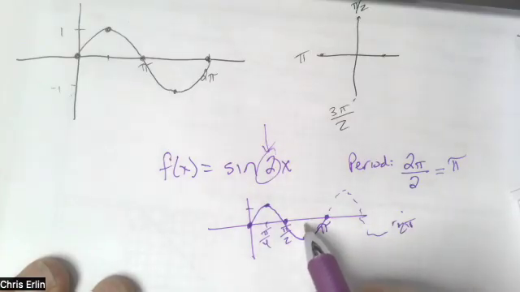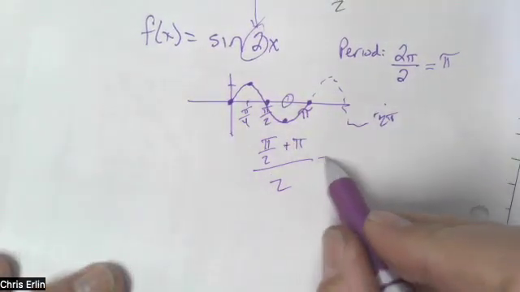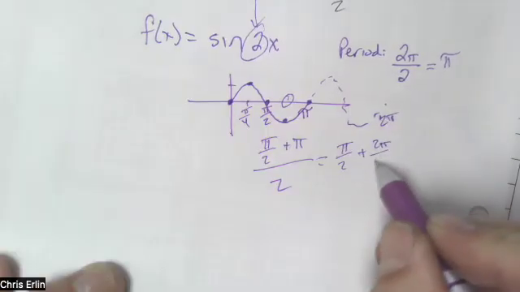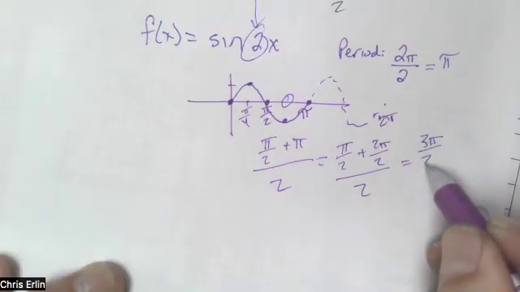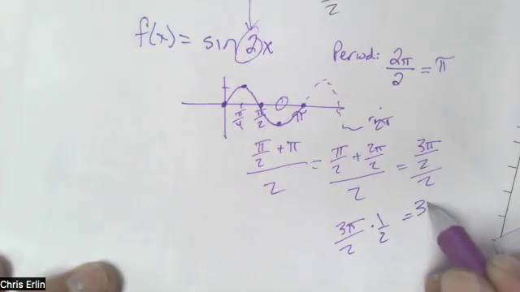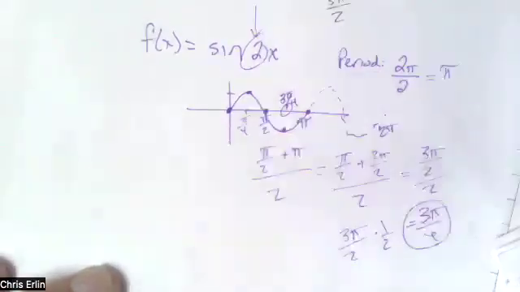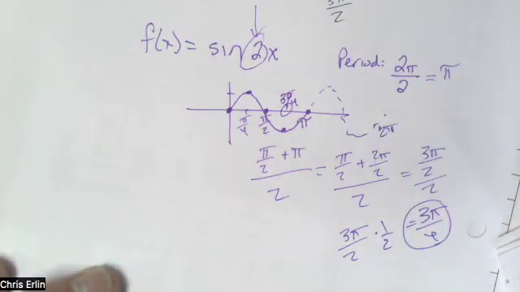This one's harder for people. And so I'd like to suggest from your geometry knowledge, you know that the midpoint between 2 points is just the average of the points. So if I want to find this value, the x value here, I would just say pi over 2 plus pi over 2. Well, this is the same as pi over 2 plus 2 pi over 2, over 2, which is 3 pi over 2 over 2, which is 3 pi over 2 times 1/2, which is 3 pi over 4. So this x value is 3 pi over 4. Does that make sense?